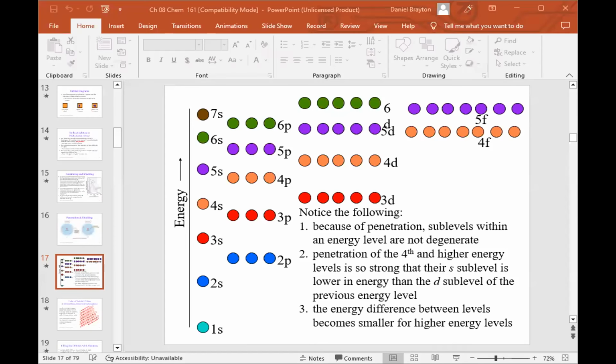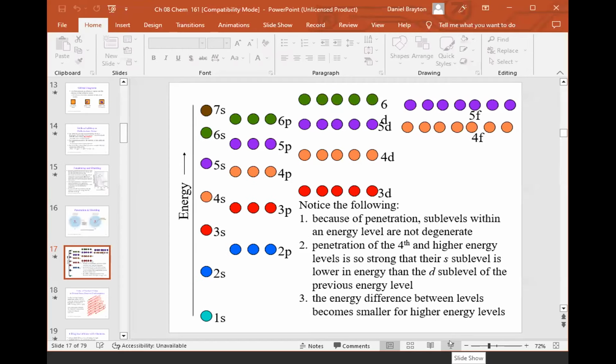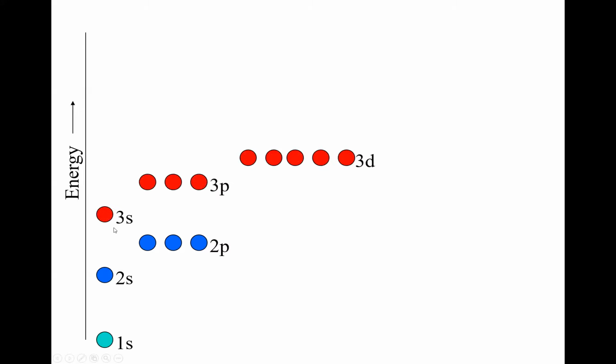What they do is they make a more complicated picture like this. So the 1s, there's clearly a difference between the 1s and the 2s, but then it turns out the 2p is actually higher in energy than the 2s. The 3s is higher, but it's kind of close to the 2p, right? And the 3p isn't the same as the 3d. The 3d is higher than the 3p.